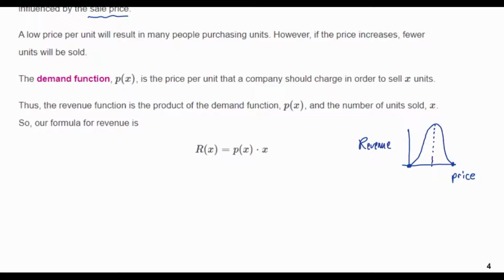The demand function, little p of x, is the price per unit that a company should charge in order to sell x number of units. So the demand function is going to give us the price. And this is little p of x, which is a little confusing. Thus, the revenue function is the product of the demand function and the number of units sold. So our formula for revenue is p of x times x.